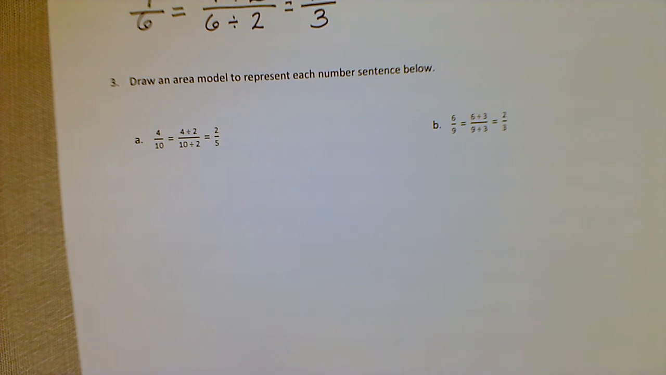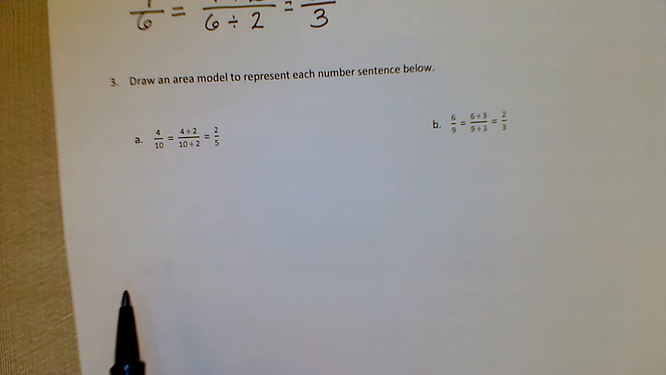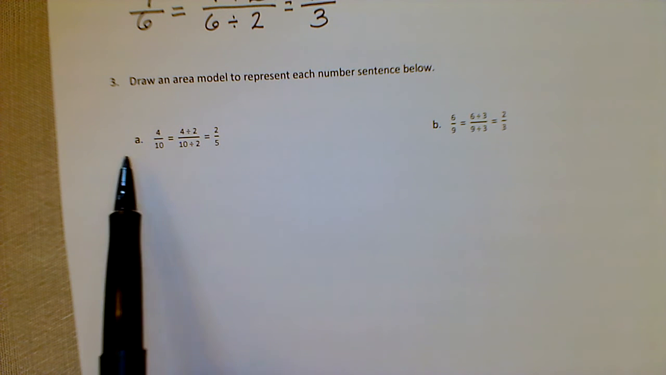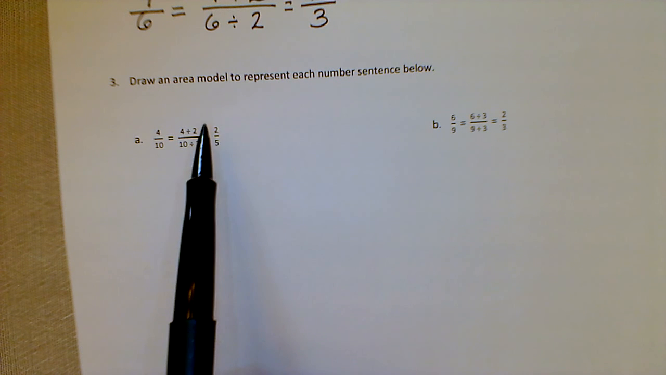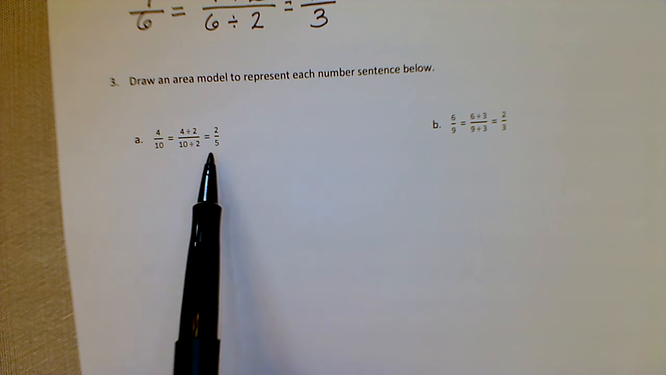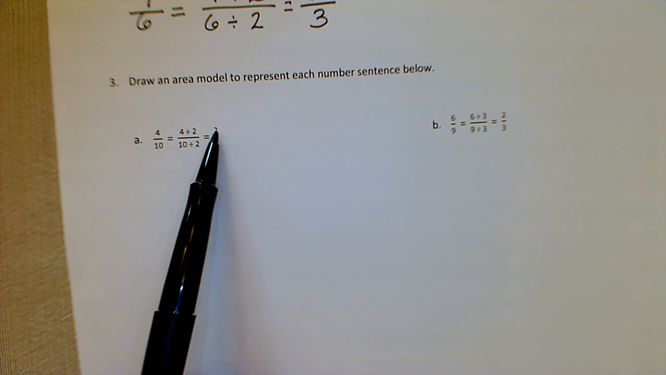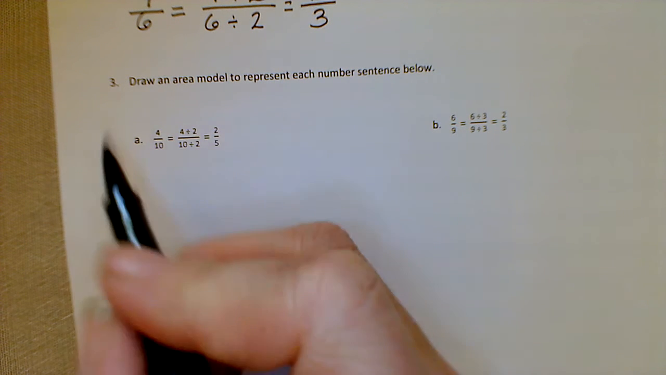So for problem 3, let's go ahead and do 3A together. It says draw an area model to represent each number sentence below. So what I have to be able to represent is that I'm changing 4/10 into 2/5. So one thing that I'm noticing is that it would probably be a good idea to have 5 columns if I want to make my life easy. So I'm going to already plan for that. I'm going to make 5 columns in my drawing. And then it would probably be a good idea to have 2 rows in each column. So I'm going to draw that.